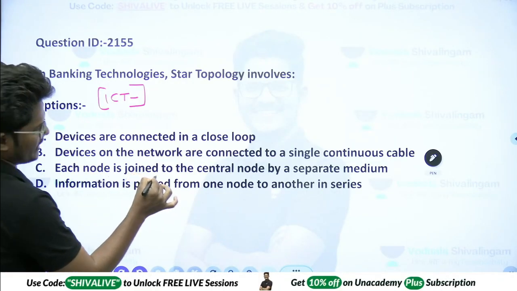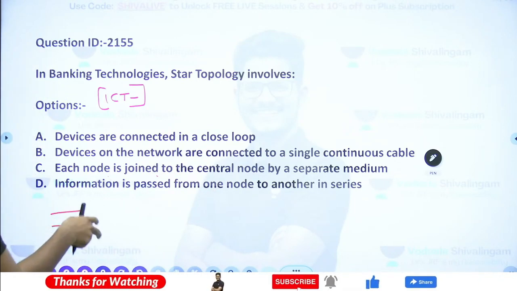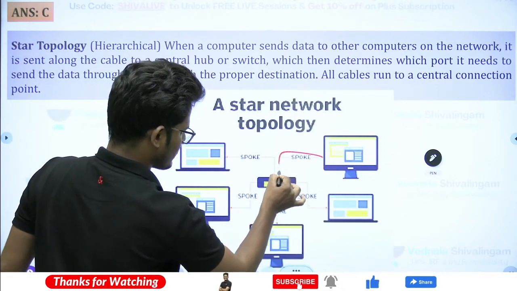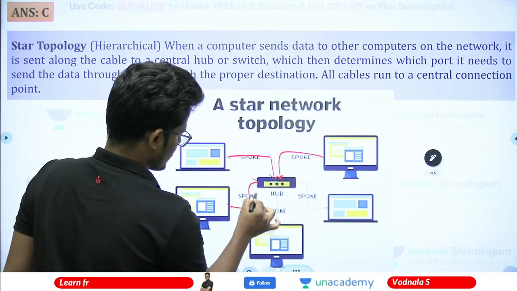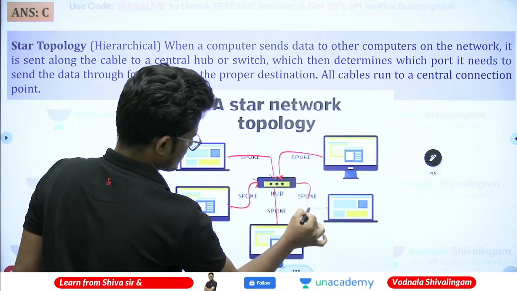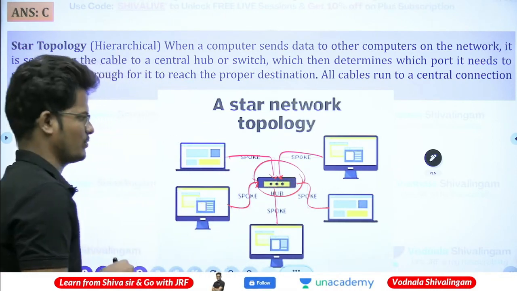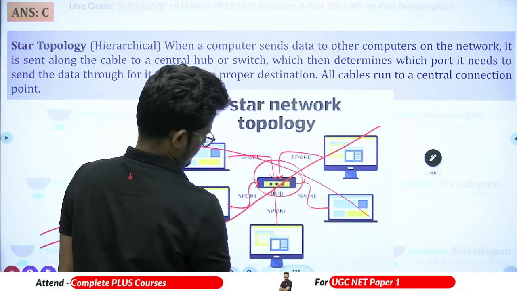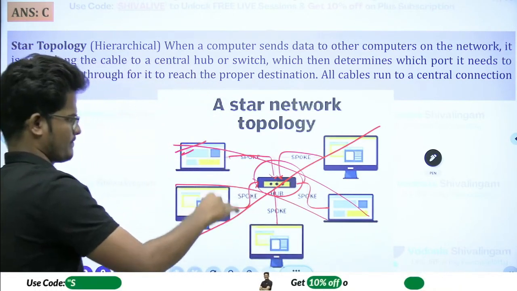Each node is joined to the central node by a separate medium. You can just look at it: each node is separately joined to the central node. So this is the main hub of everything, which is a star topology. It is coming like a star.